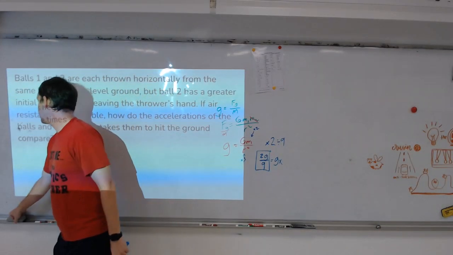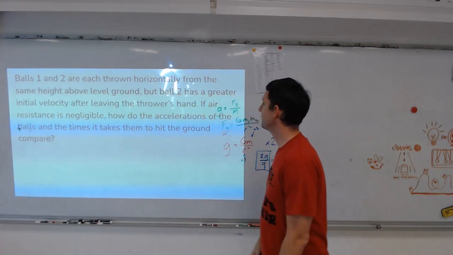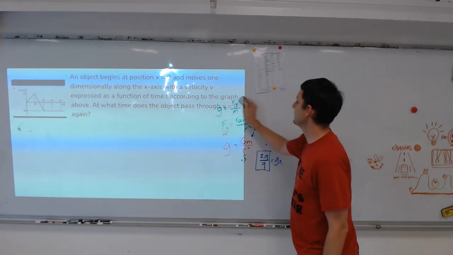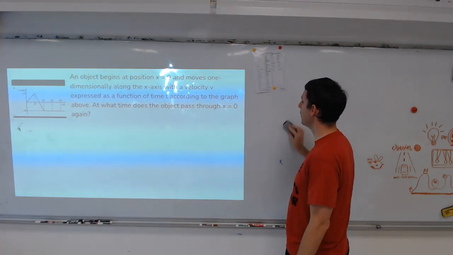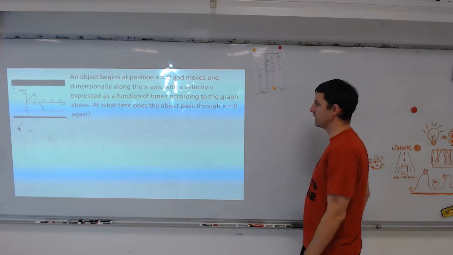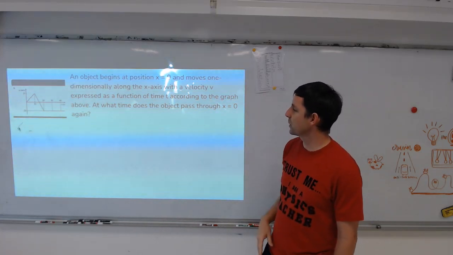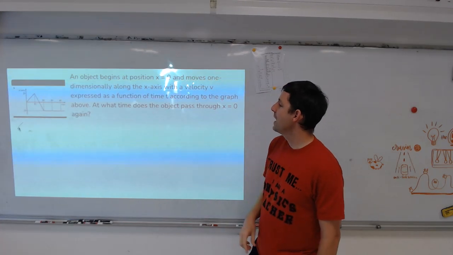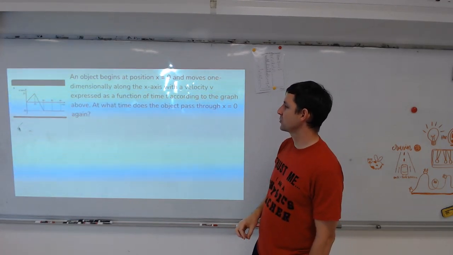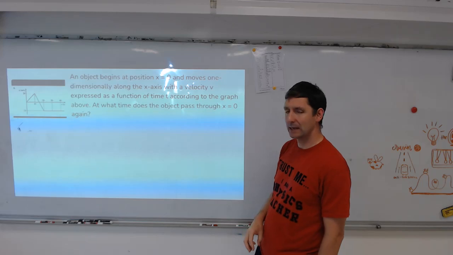An object begins at position x equals 0, moves one-dimensionally along the x-axis, so it's moving forward and backwards, with a velocity v expressed as a function of time according to the graph. At what time does the object pass through x equals 0 again?